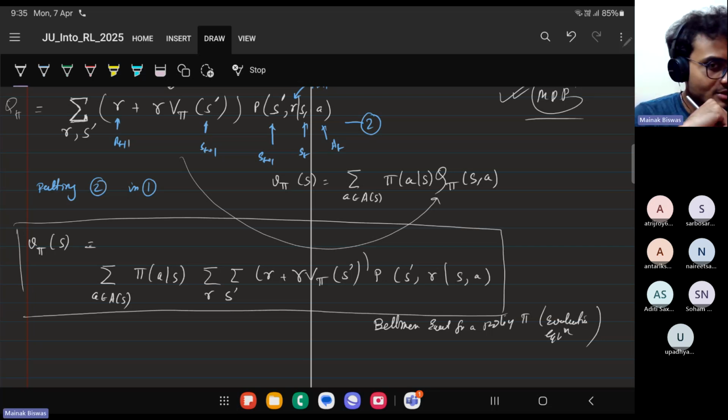Now we'll take an example, it will become clear, but I hope the math was clear. And now I'll try to find out what V pi is. I will show you that you can have a unique solution to V pi. Let's try to find that out.